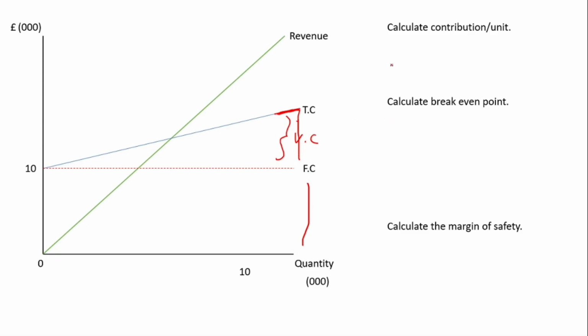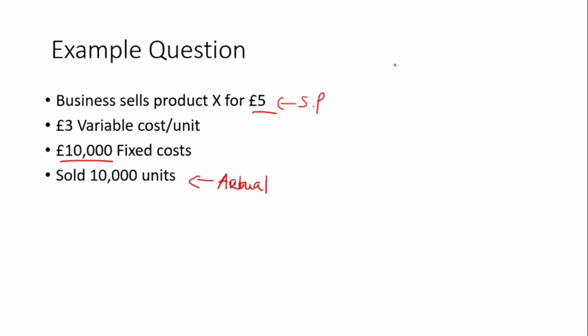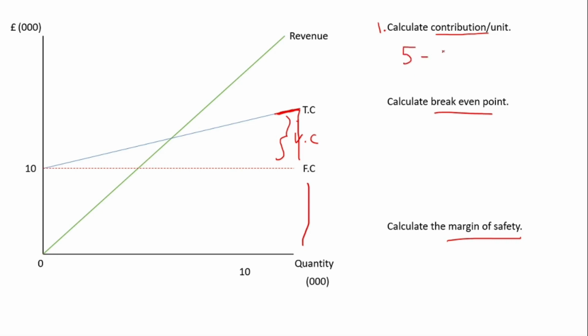So you may get questions asking you to calculate contribution per unit, break-even output, and margin of safety. But don't worry, we're going to break this down. So first, let's start answering this question here. Contribution per unit is calculated using selling price and variable cost. So here we have £5 of selling price and variable cost of £3. So all you need to do is 5 minus 3, and that's going to give us contribution per unit of £2.